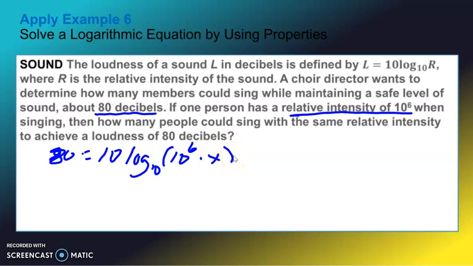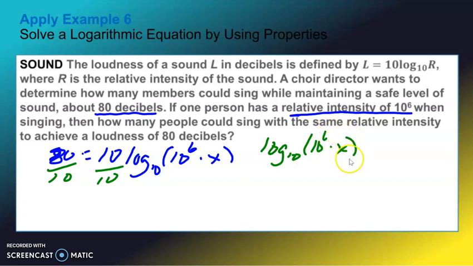Now to rewrite this, I'm going to get the log by itself. So I'm going to divide by 10 on both sides. And then I'm just going to switch the sides around so it makes it a little bit easier to read. So right now, I have log base 10 of 10 to the sixth times X equals, and then 80 divided by 10 is 8.